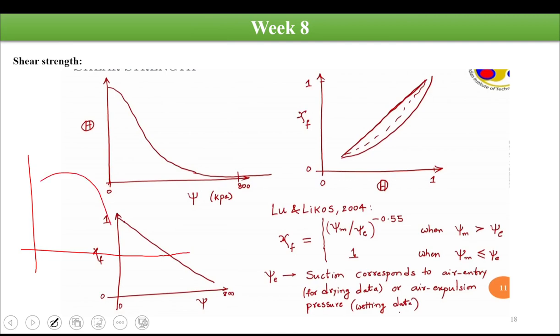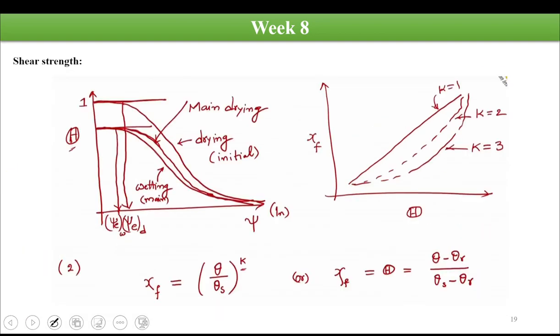If we see the plot here, then it will look something like this. If the matric suction is greater than this value, psi e, let's say, then this expression is valid. And if the matric suction is lesser than this value, then chi becomes 1, because here the soil is mostly saturated only, theta s. So chi is 1. This is actually for the drying cycle.